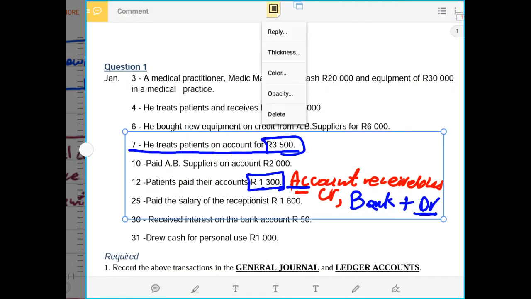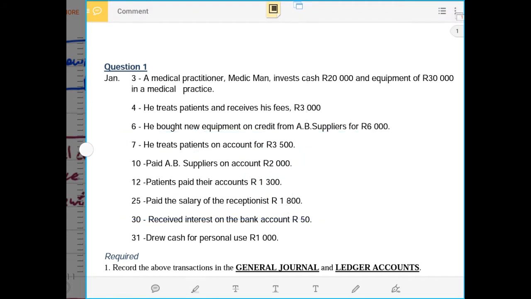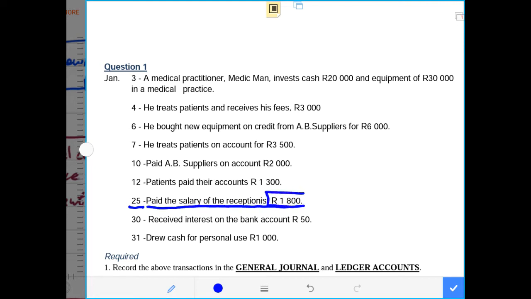Then in the next entry, on the 25th of the month of January, we paid the salary of the receptionist, 1,800. So now this is a payment. Whenever we pay, bank will decrease, and bank decreases on the credit side. And in this case, we have a salary of the receptionist. A salary will be increasing because this is an expense. Expenses increase on the debit side. So now we have paid a salary, therefore it will be increasing on the debit side.